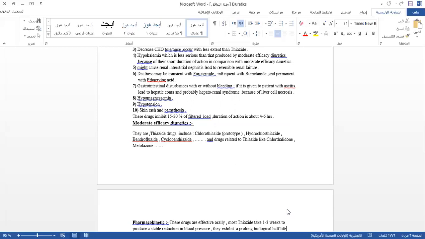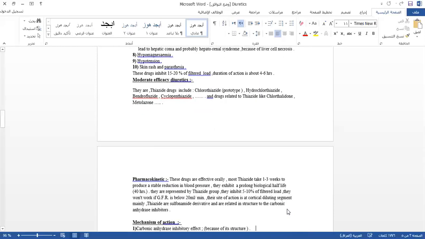Another group, moderate efficacy diuretics. This group of drugs is classified into two groups. The first is represented by thiazide drugs, which include the prototype chlorothiazide, as well as hydrochlorothiazide, bendroflumethiazide, cyclopenthiazide, and other drugs. The other group is drugs related to thiazides in mode of action and duration of diuretic effect, like chlorthalidone, metolazone, indapamide, and others.